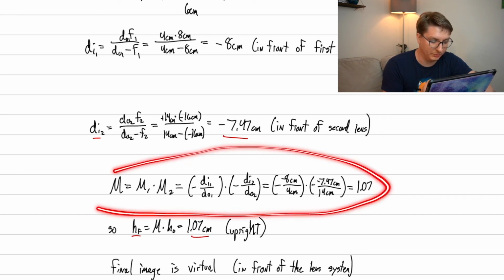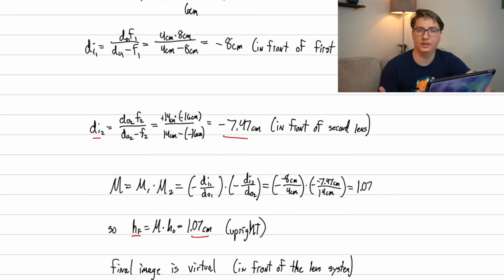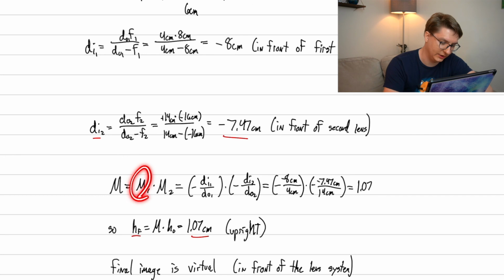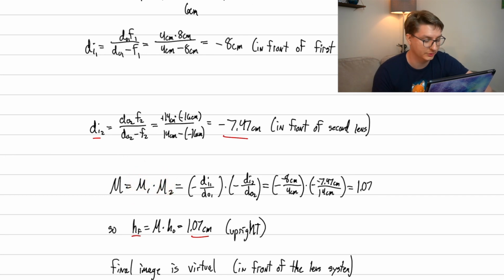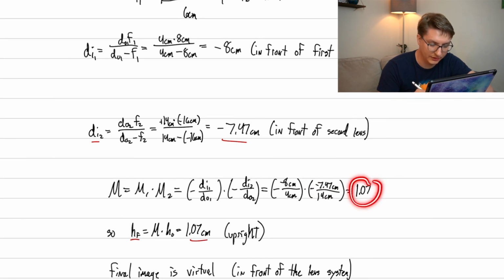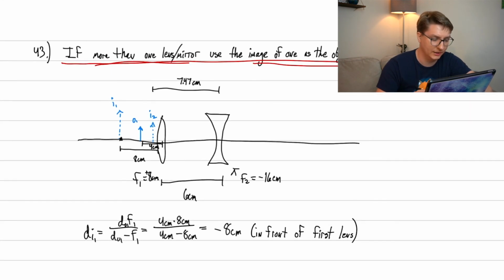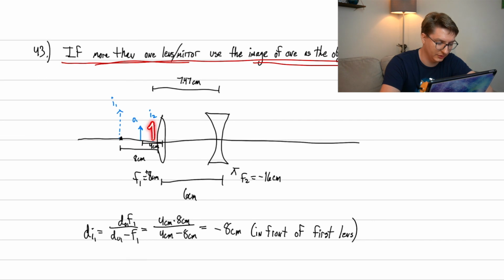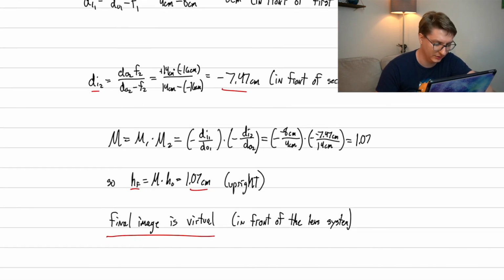One thing we'd be interested in is what's the magnification created from this joint system? That's actually going to just be the two magnifications multiplied by each other. So we do the first image and object, the second image and object, 8 centimeters over 4, and put in those other numbers. Overall, it's going to be positive 1.07. So it's still going to be positive. It's still going to be upright. It's only a teeny bit taller. So it's going to be upright, sure.